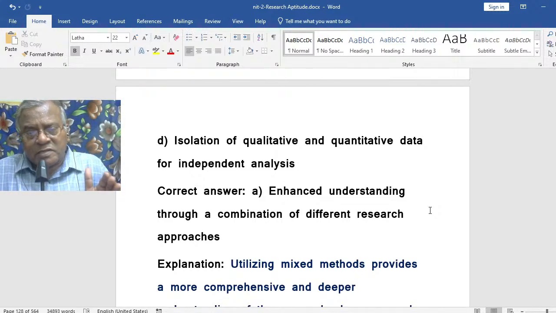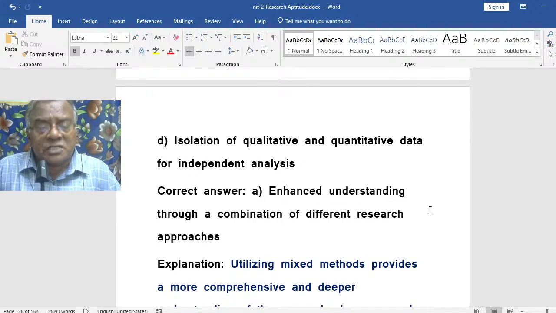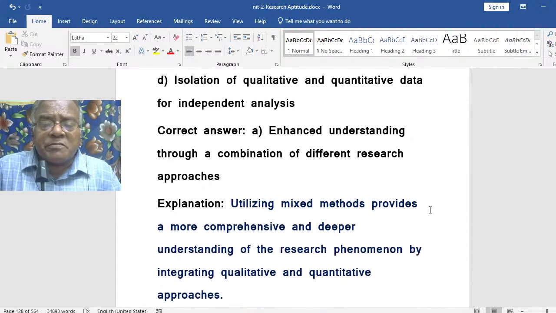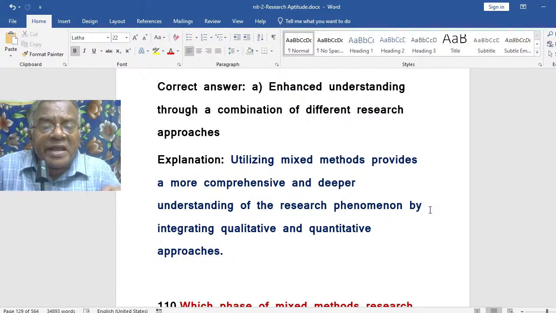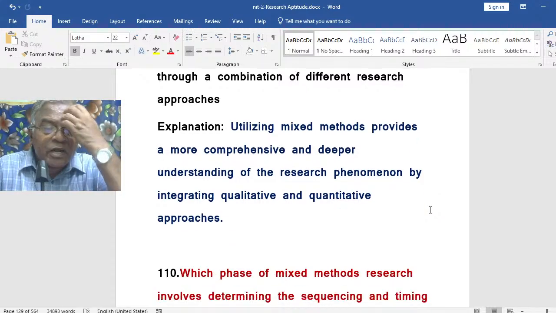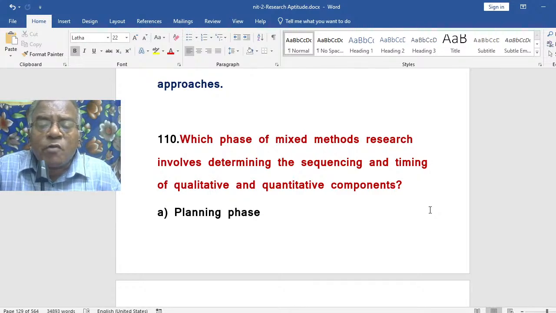You see the differences. So, in general, mixed methods research gives you enhanced understanding through a combination of different research approaches. Utilizing mixed methods provides a more comprehensive and deeper understanding of the research phenomenon by integrating qualitative and quantitative approaches.